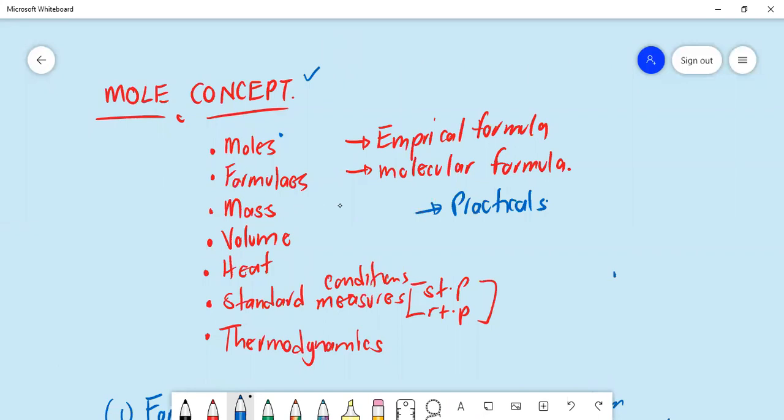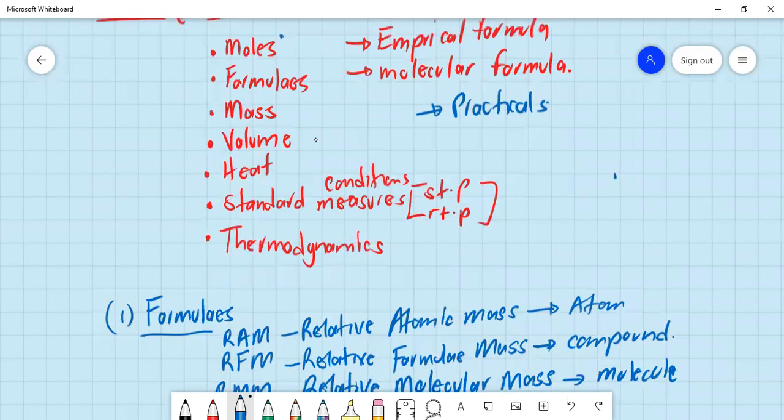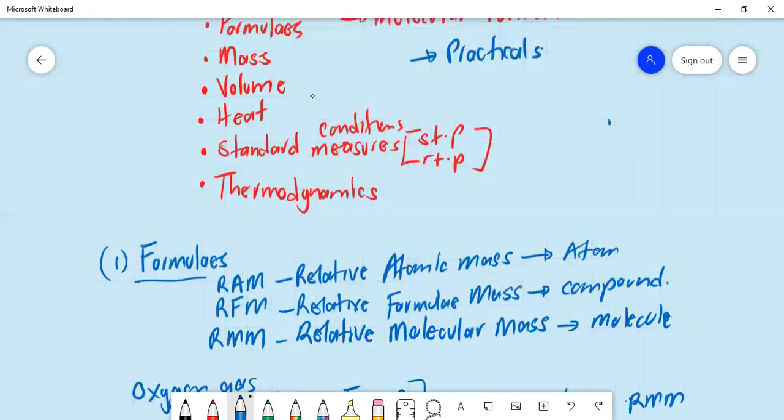Then the first thing we looked at was, I think, formulas. So we said formulas we have mainly 3. We have the relative atomic mass for an atom, relative formula mass for a compound, relative molecular mass for a molecule. We said they don't have units, because they are ratios. When you say a ratio, it is a division. That means the units are going to cancel out.